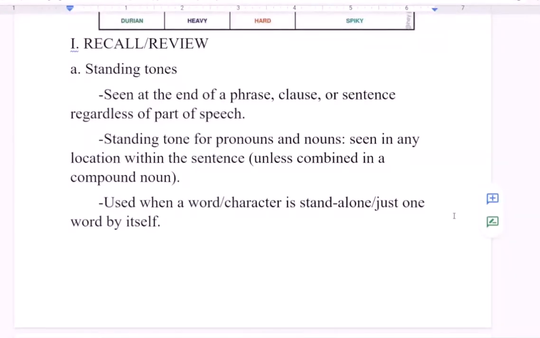Standing tones are generally seen at the end of phrases, clauses, or sentences, regardless of any parts of speech, such as noun, verb, adjective, etc. If seen in the middle or beginning of a sentence, this is commonly applied to pronouns and nouns, unless the noun is a compound noun, at which point only the final syllable of that compound noun is standing, just like in any other compound word.